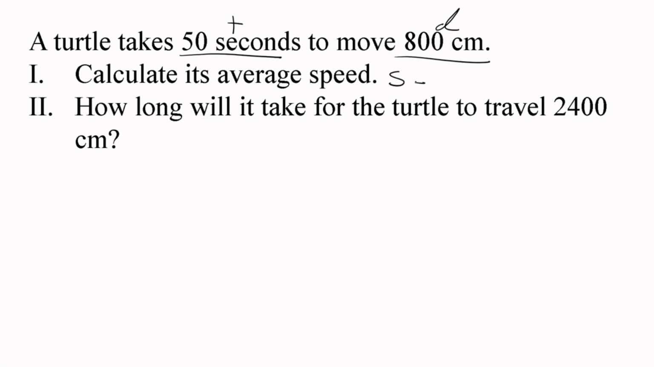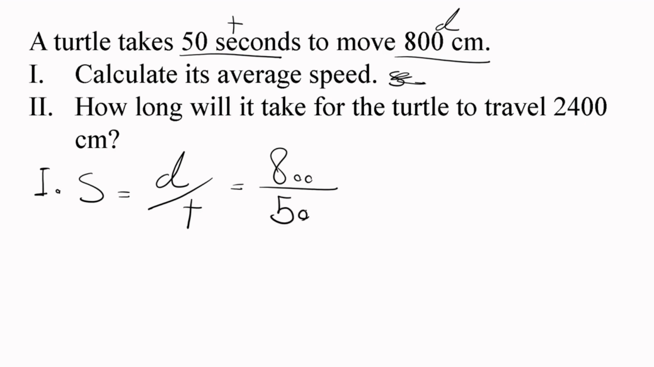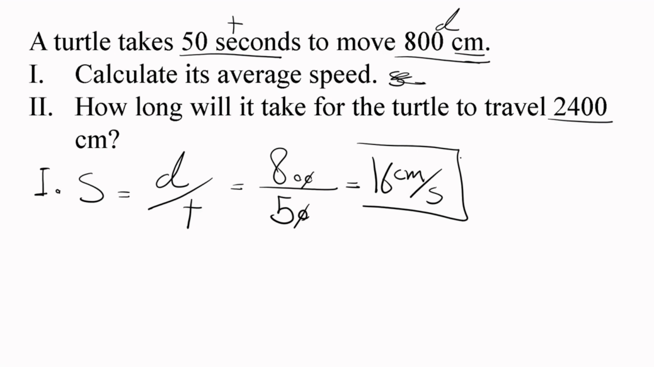So average speed is equal, let me solve it here. First part, S is equal to D over T. Again, I'm telling you, in this question, exceptionally, I'm allowed to use centimeter per second. 800 over 50. So it's going to be 16 centimeter per second, because the unit of D was centimeter. How long will it take for the turtle to travel 2400 centimeters? So here we have a new D.